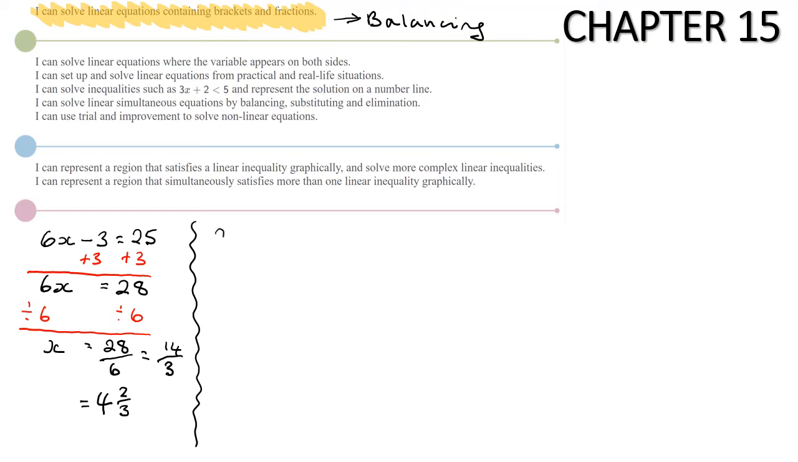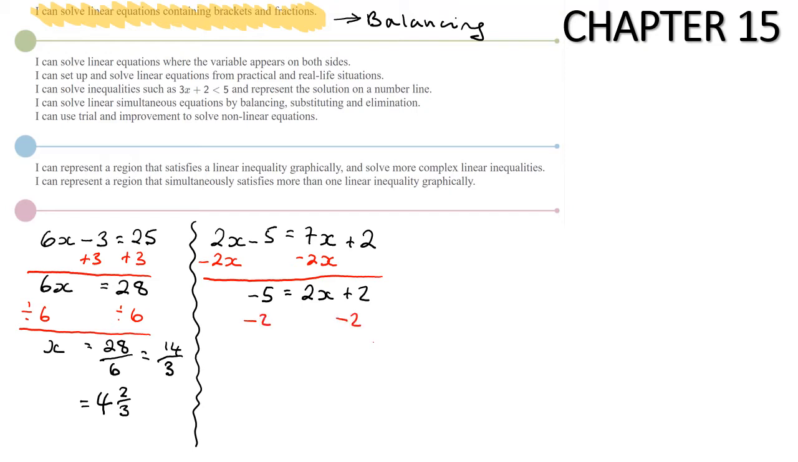So let's have 2x minus 5 equals 7x plus 2. So always start with the x's. So I'm going to take away 2x from both sides. I want to keep the x positive, so I'm not going to take away 7x from both sides. So I'll have negative 5 equals 2x plus 2, and I'll take away 2 from both sides, and that will leave me with, and you need to be careful here, negative 7 equals 2x.